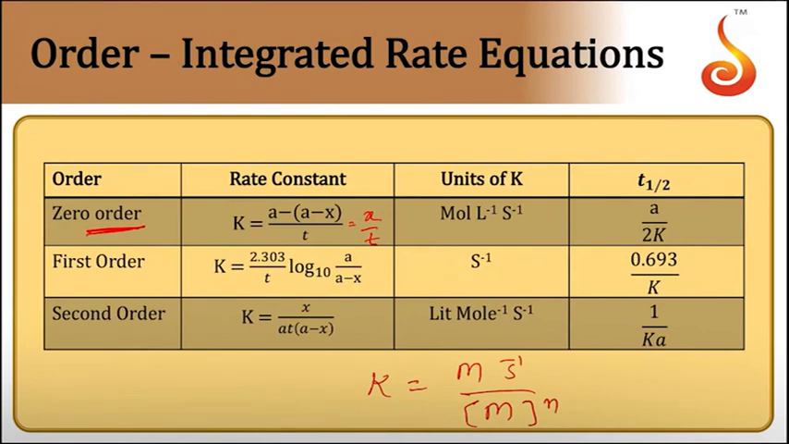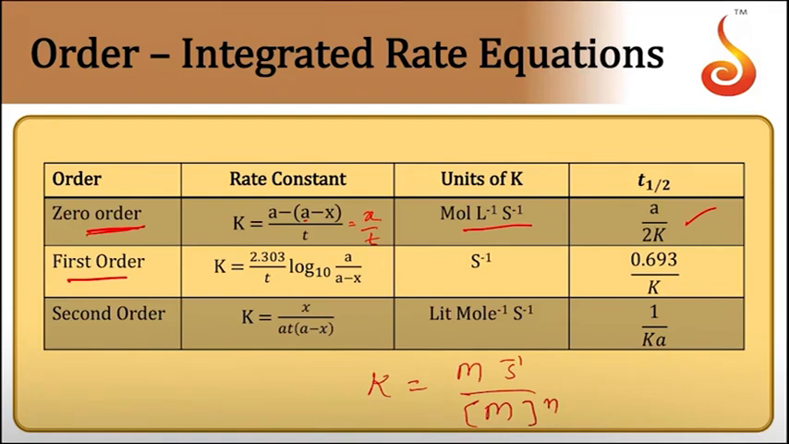N is equal to 0, this becomes 1. So units will be molar seconds inverse, or mole per liter per second. And coming towards half-life period, by substituting a minus x as a by 2, you are going to get the expression a by 2k. So for zero order kinetics, rate constant K is equal to x by t and half-life is equal to a by 2k. This implies half-life is proportional to initial concentration.